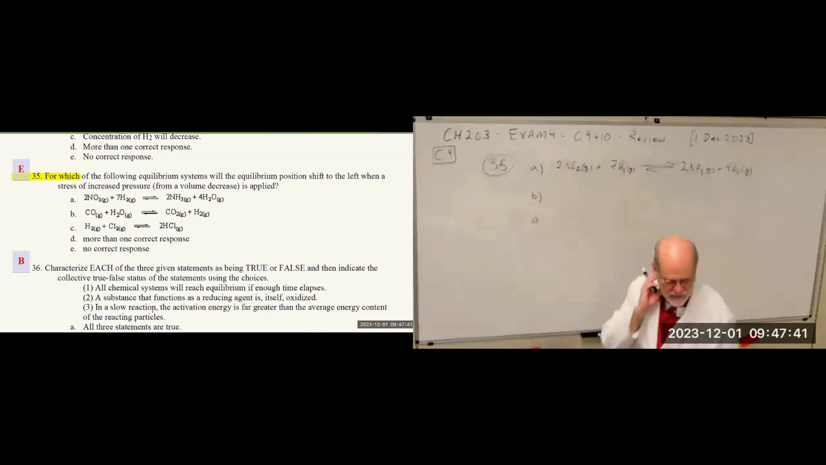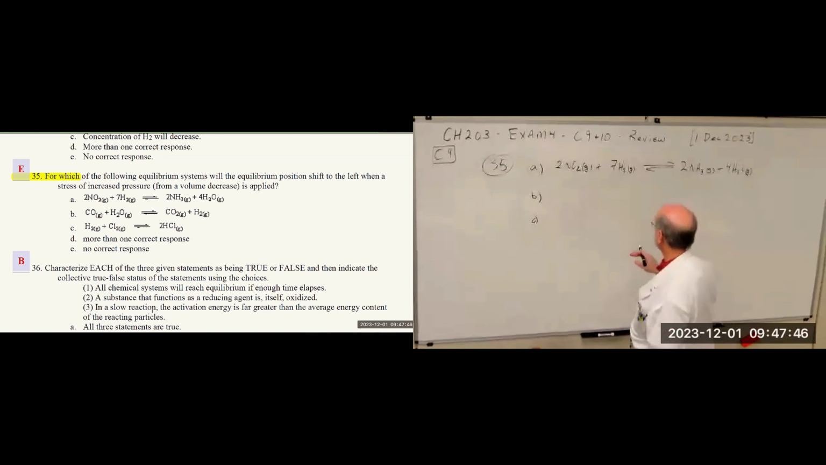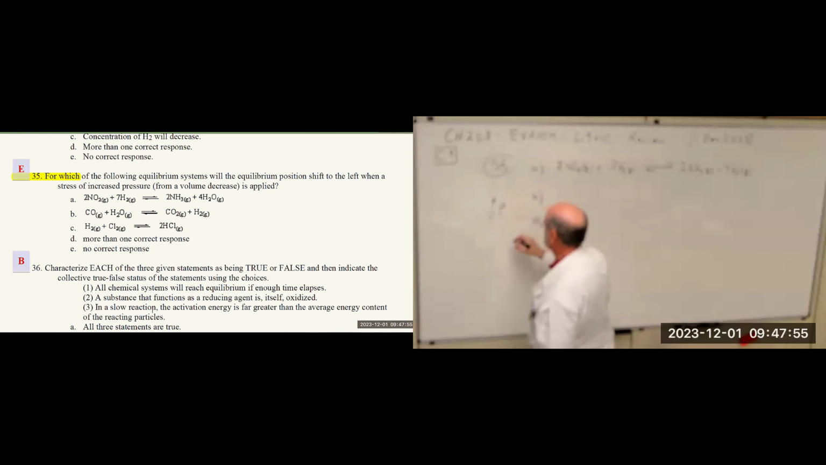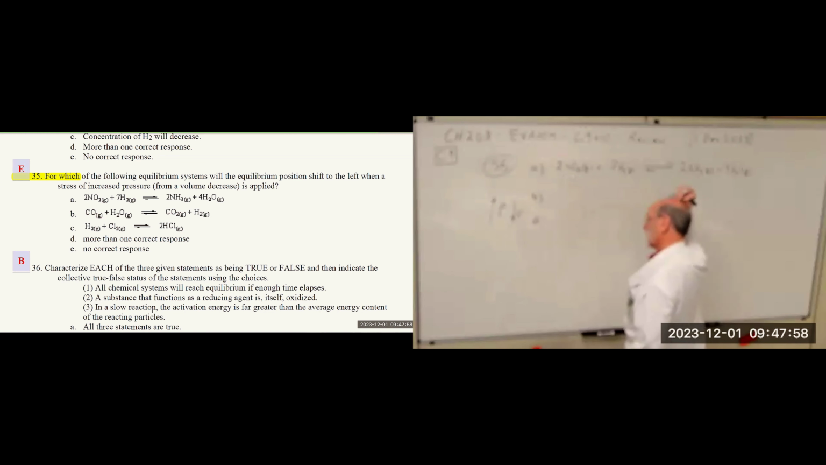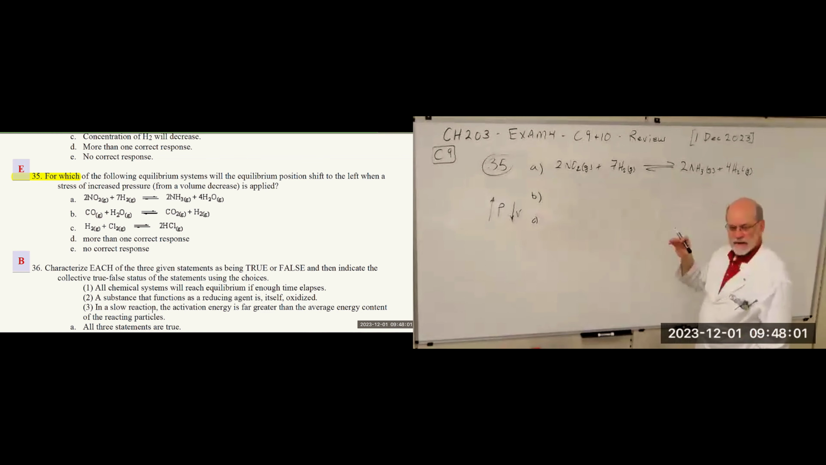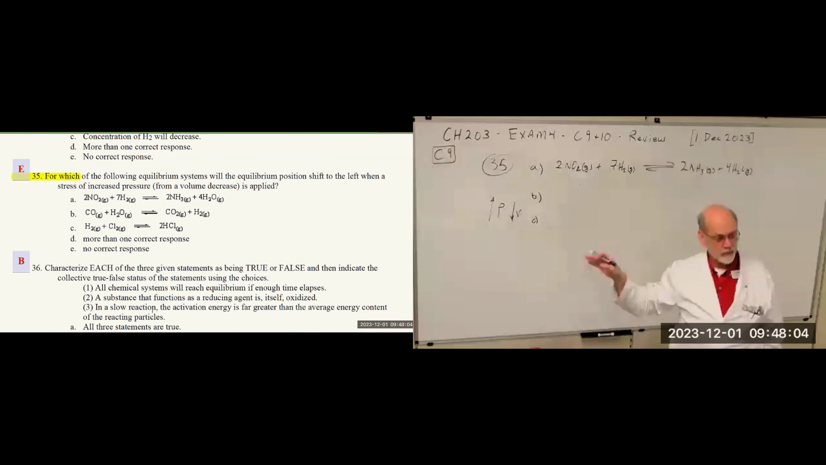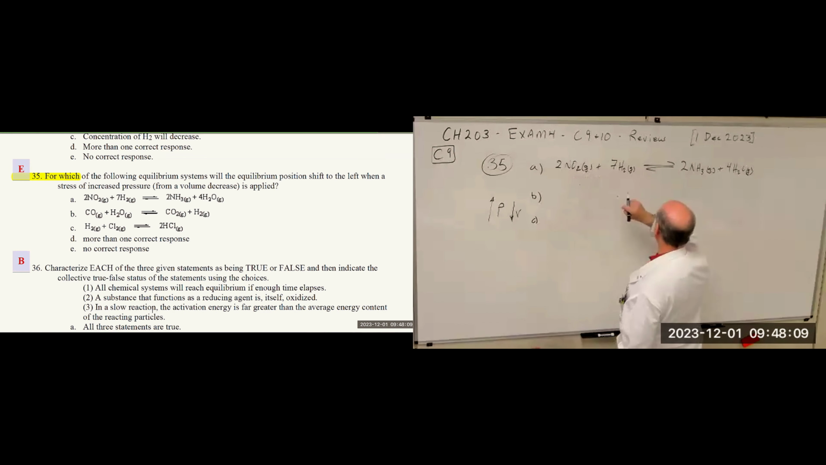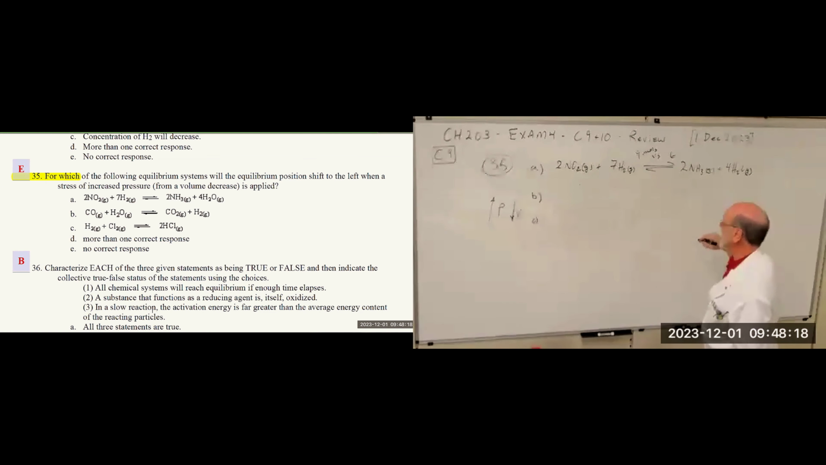Well, let's take them one at a time. Let's see. We want a shift to the left when the stress is increased pressure. So we're increasing the pressure by decreasing the volume. If we increase the pressure, the reaction is going to tend toward the side with the fewer total moles of gas. We got 9 on this side, and we got 6 on this side. So 9 versus 6 moles. So if we increase the pressure, the reaction is going to shift to the right.